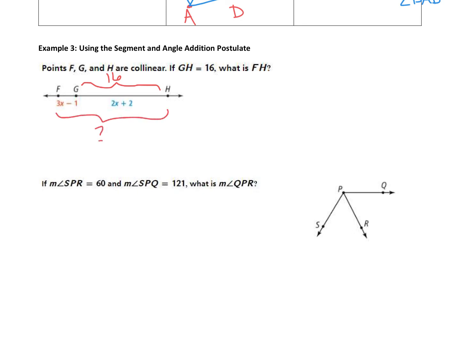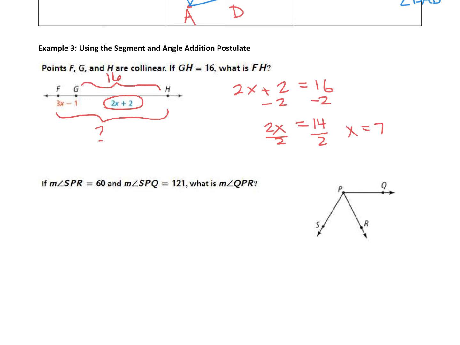Well, we know that GH is 16. We also know that GH is 2x plus 2. So we can write an equation from that. We can say that GH, 2x plus 2, is equal to 16. If we solve that, we're going to get our value of x and plug it in to answer the question they're asking. So this is just a two-step equation. 2x equals 14, divide both sides by 2, and we get x equals 7.